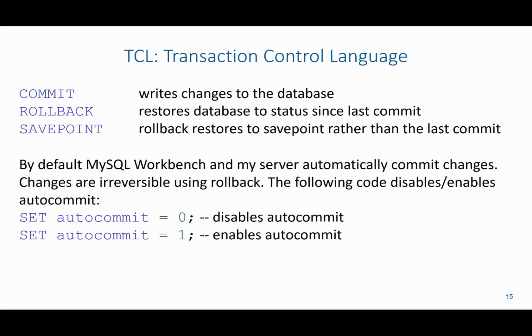On MySQL Workbench and my server, changes are automatically committed, so you cannot reverse these changes. Now, if you wanted to disable auto commit in MySQL Workbench, you could run the command set autocommit equals 0. To enable auto commit, you just say equals 1. Now on my server, you can't really disable auto commit.